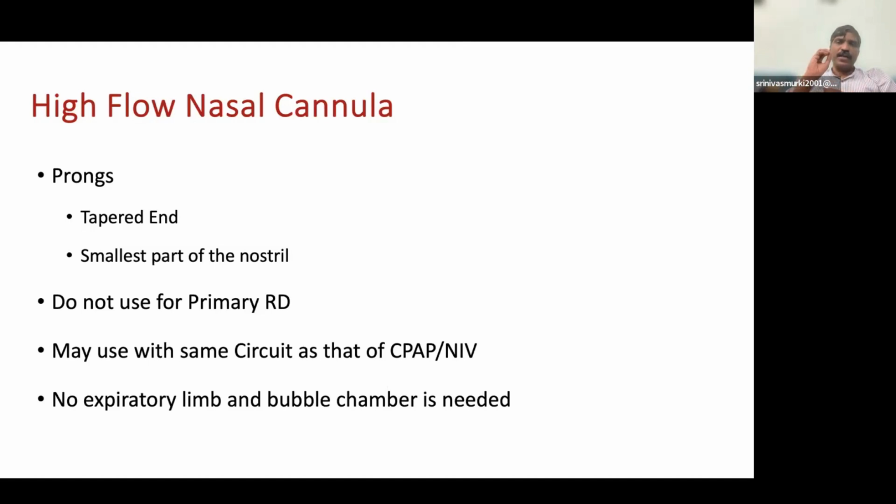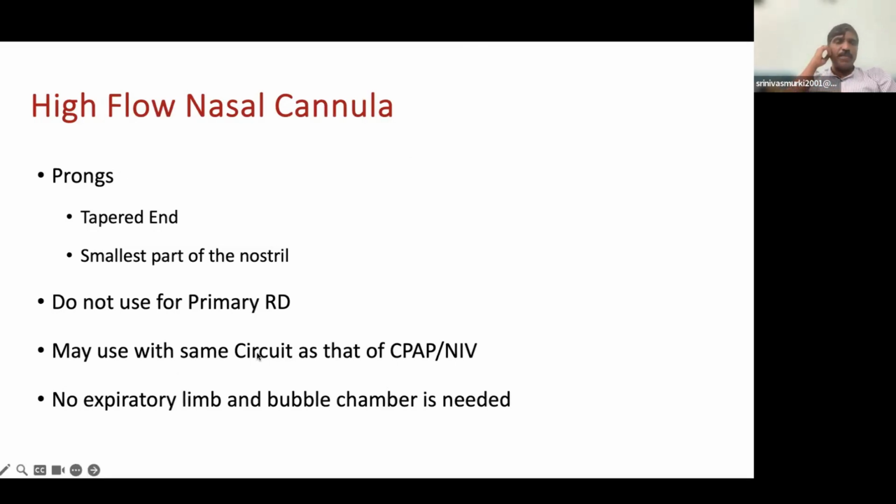But very important are the prongs. The prongs of HFNC are very different from the prongs of CPAP. CPAP prongs are wide, they snugly fit. HFNC prongs are small, very narrow. They should occupy less than 50% of the nostrils, and the prongs are tapered at the end. They're giving a whiff of air, no pressure. Whatever extra flow is there, it is coming out through the nostrils.